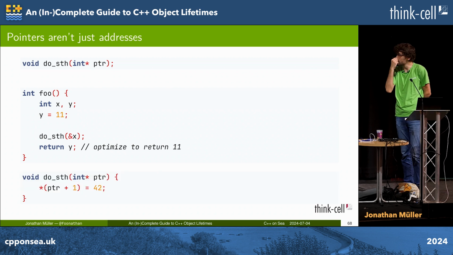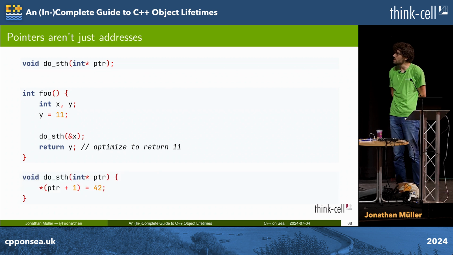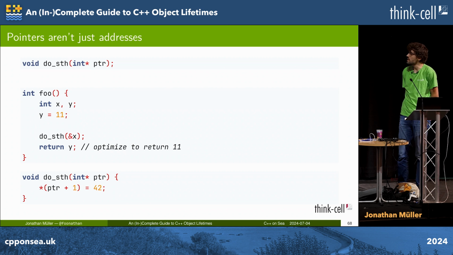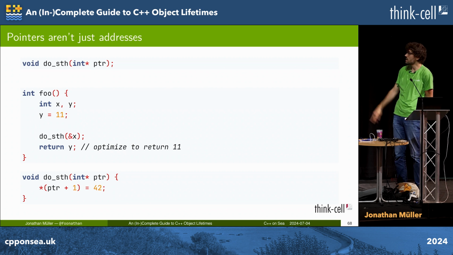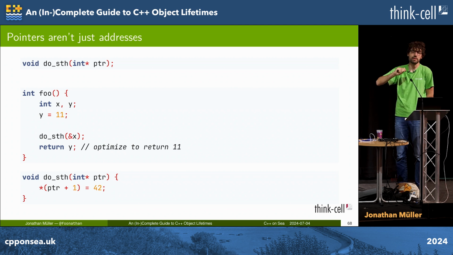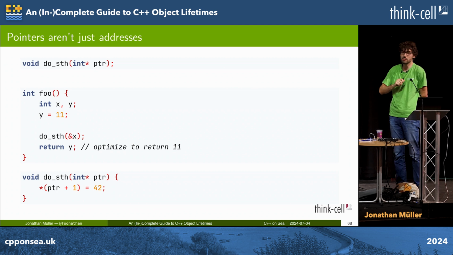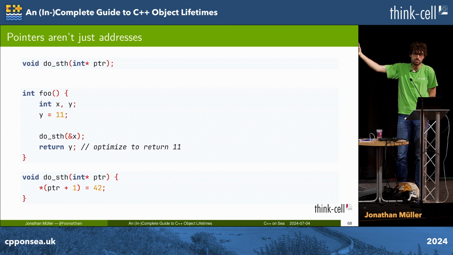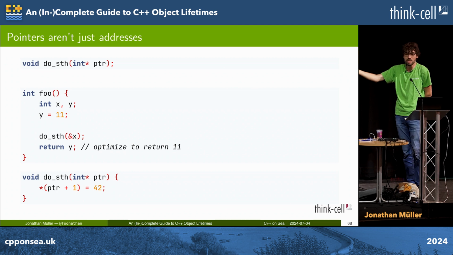But what if that is the implementation of doSomething? DoSomething takes the address passed in, adds 1 to it, and sets that to 42. Let's say that's the implementation, and it just so happens that that is also the address of y. So the address of x plus 1 is the address of y. Then we would change y, which would break the optimization. So this has to be undefined behavior, otherwise the optimization wouldn't be valid.